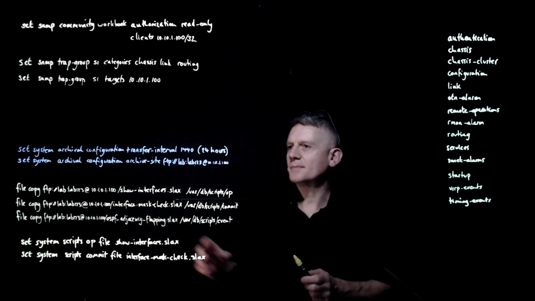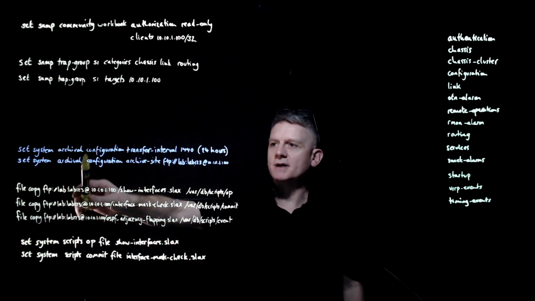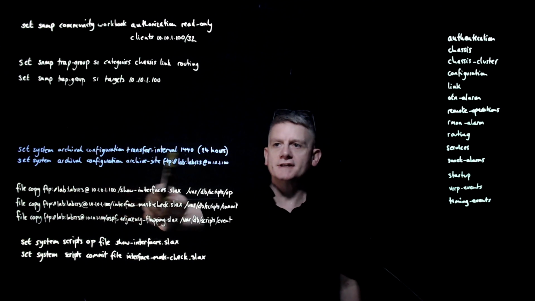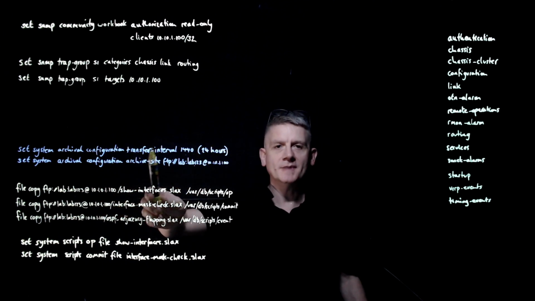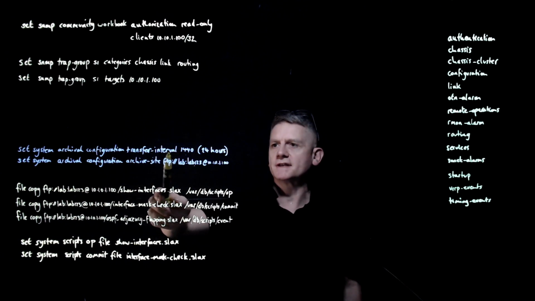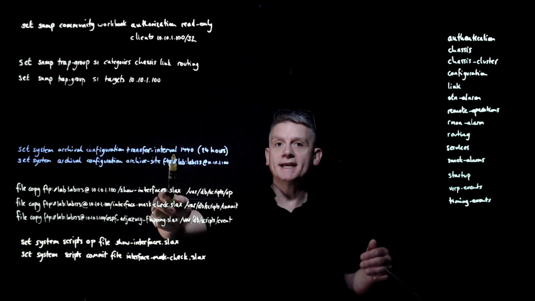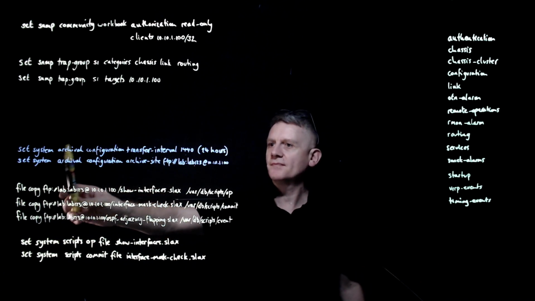Okay, so we've got a couple of archival configuration statements here. So: set system archival configuration transfer-interval 1440, which is 24 hours. Now you can also do transfer on commit, so that every time the box has a commit run, it also transfers the configuration. And you also have the 50 rollback copies stored locally on the box as well.